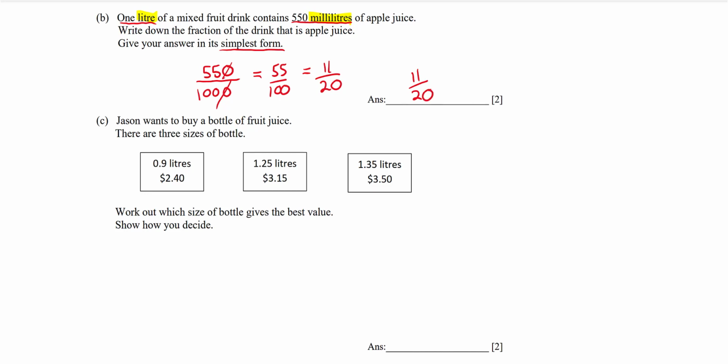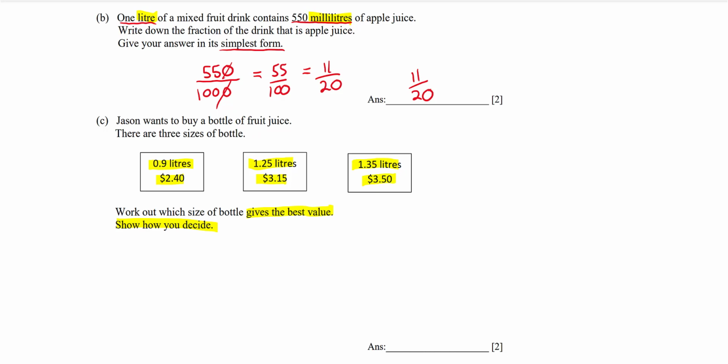Question 6, part C. Jason wants to buy a bottle of fruit juice, and these are the sizes of bottle. We've got 3 sizes here: 0.9 litres for $2.40, 1.25 litres for $3.15, and 1.35 litres for $3.50. And we need to work out which one gives the best value, and we need to show how we decide. So what we want to do is work out the cost per litre for each of these 3 types of fruit juice and see which one is the cheapest per litre.